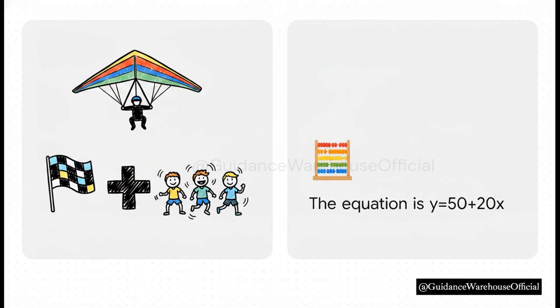Let's look at one more quick analogy to completely solidify this pattern in your mind. Emma's Extreme Sports runs hang gliding classes. She pays her instructors a flat $50 fee just to show up, plus $20 per student. The equation simply becomes Y equals 50 plus 20x. The structure is exactly the same, right? Whether we're talking about hours worked or students taught, the math just doesn't change.